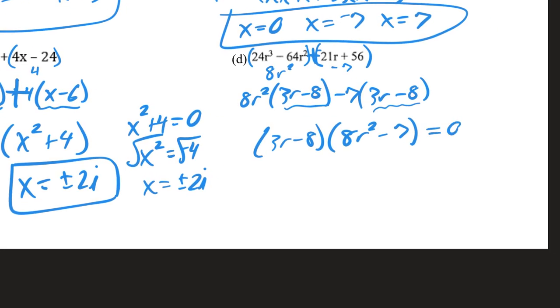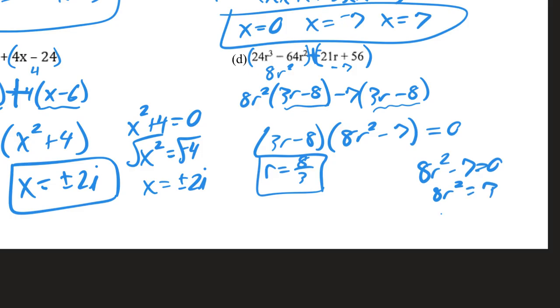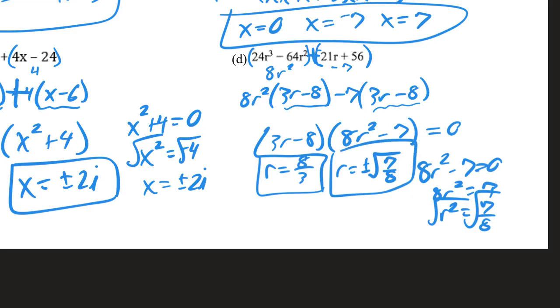And if I'm finding the zeros of that, I know I have a 0 at r equals 8/3. That's a linear factor, so that one's easy to find. And then how would I find this one? Same thing as the other one, it's just a little bit messier, right? So I would just say 8r squared minus 7 equals 0, which means 8r squared equals 7, which means r squared equals 7 over 8, which means r equals plus or minus the square root of 7/8. And you can leave it like that.